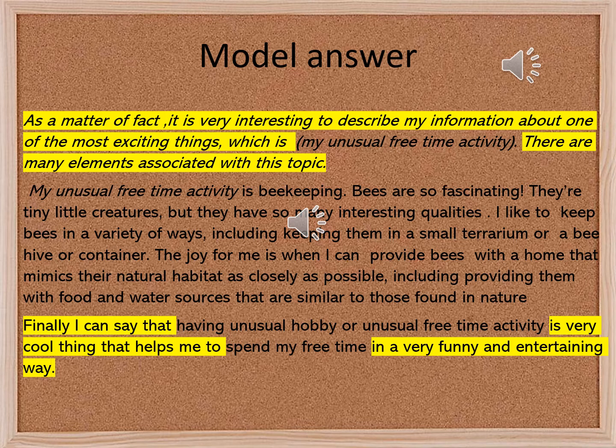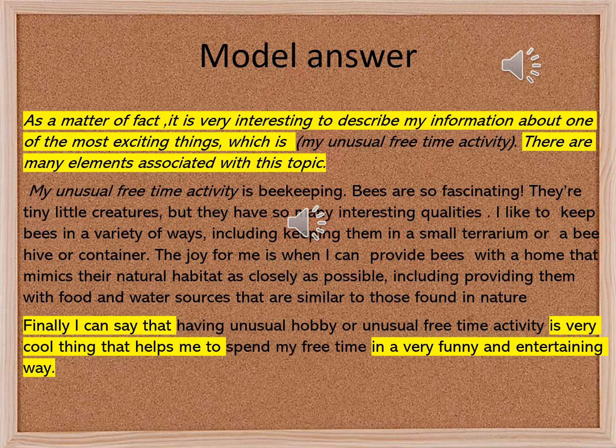عندنا يجب أن نستخدم مقدمة ما. هنا اللي باللون الأصفر دي مقدمة ثابتة ممكن تستخدم. We can use it in any informative or descriptive writing. For example, as a matter of fact, it's very interesting to describe my information about one of the most exciting things, which is دي مقدمة ثابتة. هغير بقى الموضوع بتاعي is talking about my unusual free time activity. يبقى أنا هستخدم التوبيك نفسه my unusual free time activity.